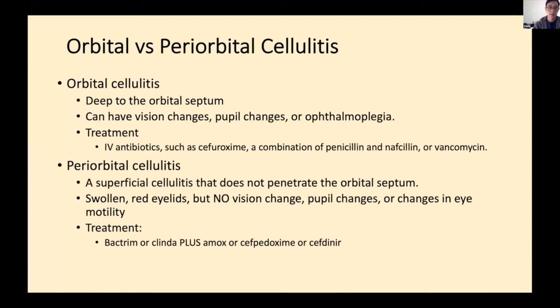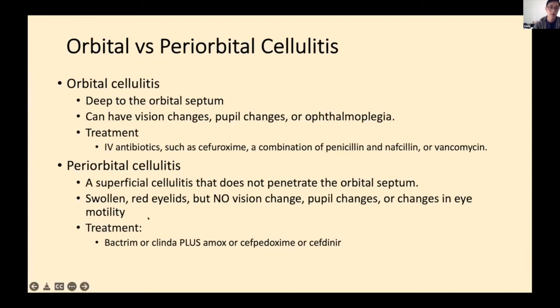It can be caused usually by spread from sinuses, but it can also be caused by traumatic damage to the orbit, or infections from the middle ear or the teeth. Treatment will usually consist of IV antibiotics, such as ceftriaxone, a combination of penicillin and nafcillin, or vancomycin. Staph aureus and H. flu are the most common etiologies. We also want to think about mucormycosis in those who are immunocompromised or in those who are diabetic.